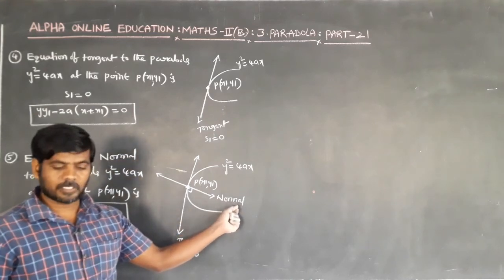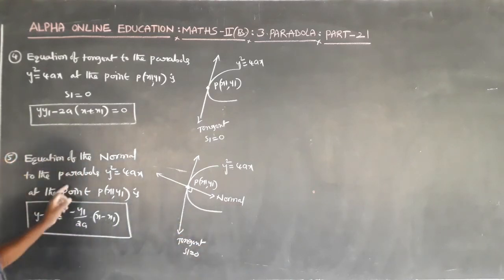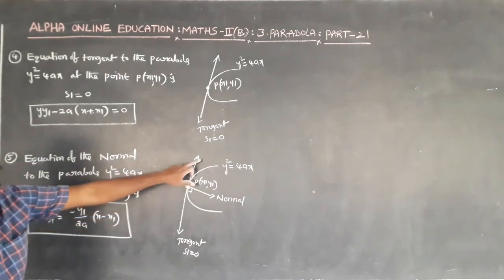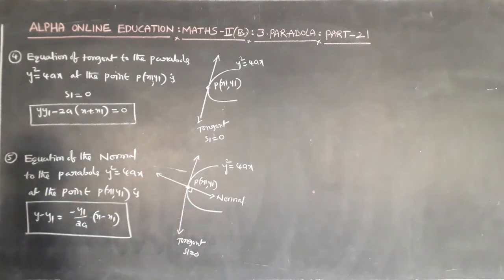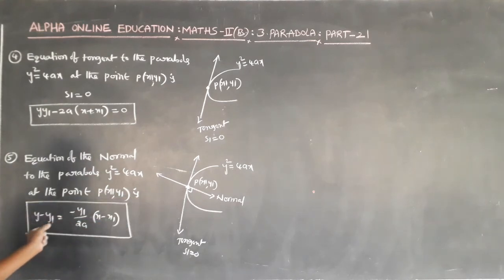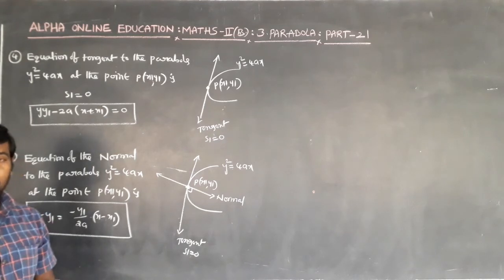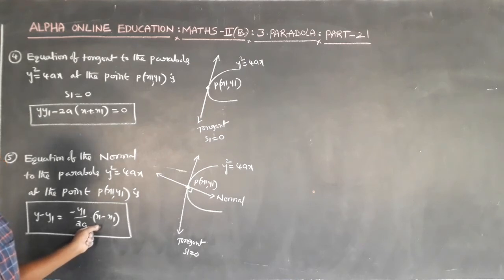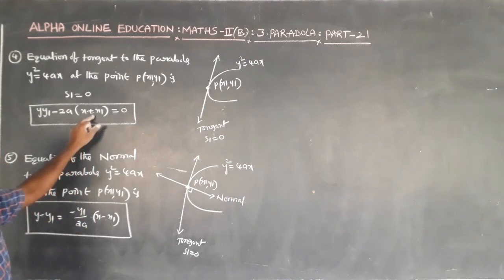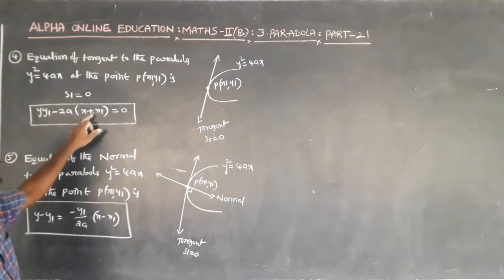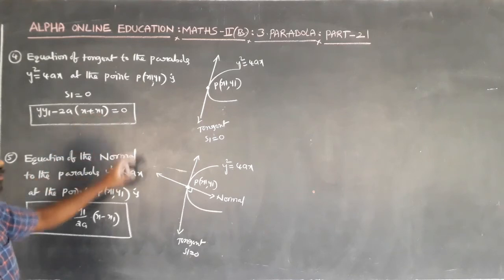This is the formula for finding the equation of the normal. Equation of the normal to the parabola y square is equal to 4ax at the point P(x1, y1) is y minus y1 is equal to minus y1 by 2a into x minus x1. This is the equation of the normal formula. The equation of the tangent formula is y y1 minus 2a into x plus x1 is equal to 0.